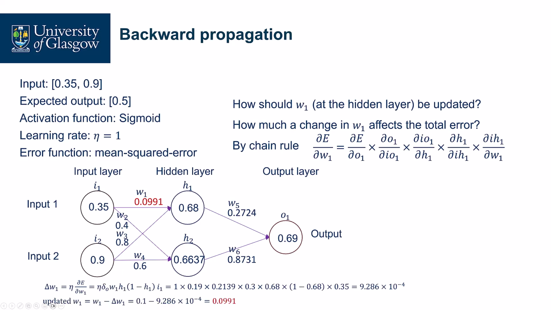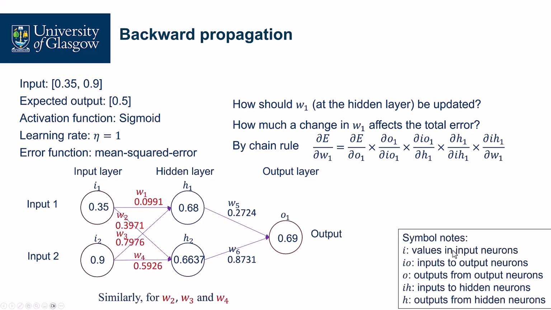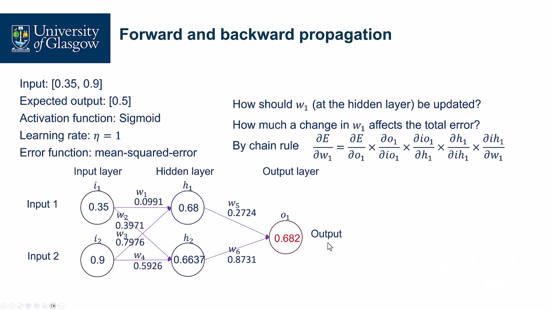Again, we do the same thing, right? The new W1 equals the original W1, go to the negative direction, the delta W1. We get a new W1 here. So we're using a similar method. We can update W2, W3, and W4. Right. So now in this step, all the weights are updated, right? So we can, using the updated weights, calculate a new output. So the new output is here, right?